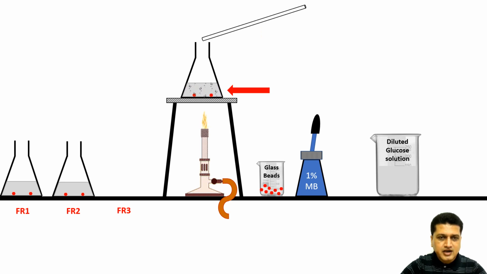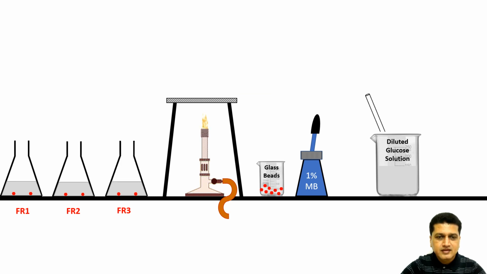This is the end point of titration. Note down the volume of diluted glucose solution required to get the end point and record this as final reading 3. Thus, procedure of taking final reading 3 is over. Remove glass beads from flasks and wash all 3 flasks.